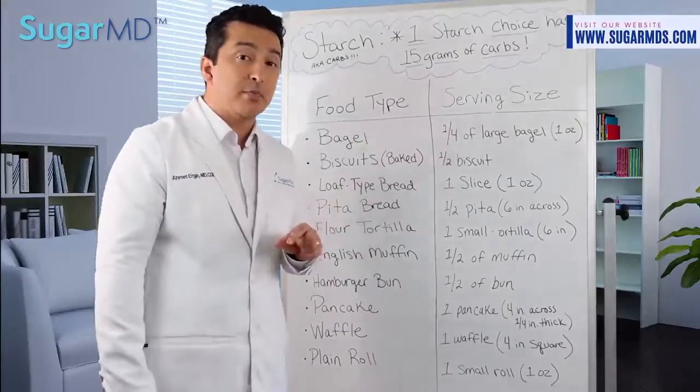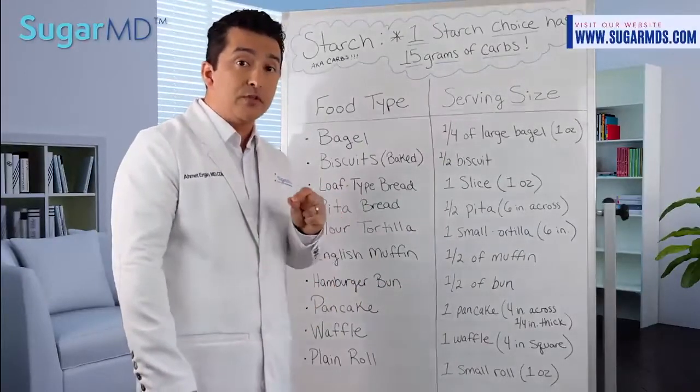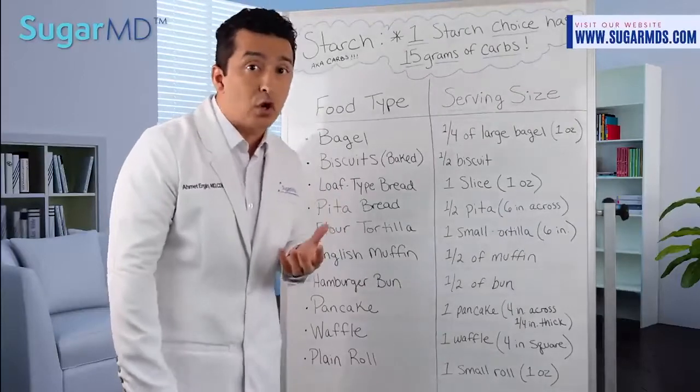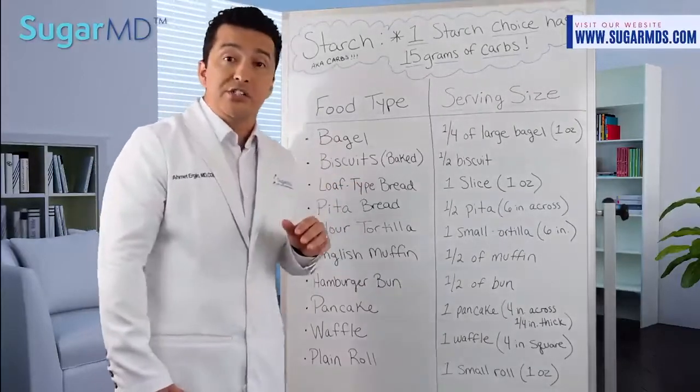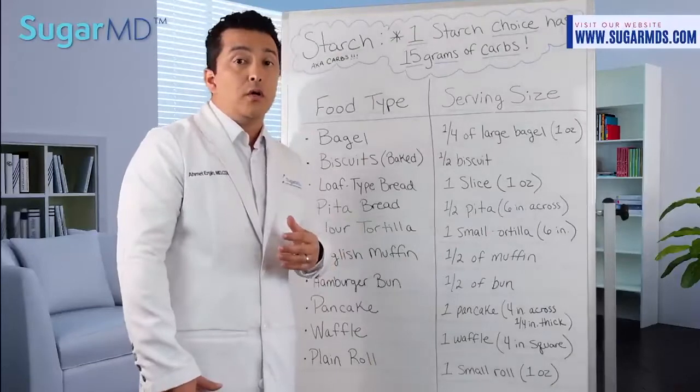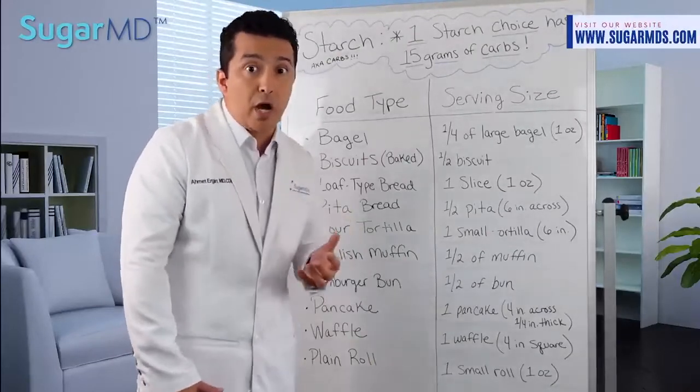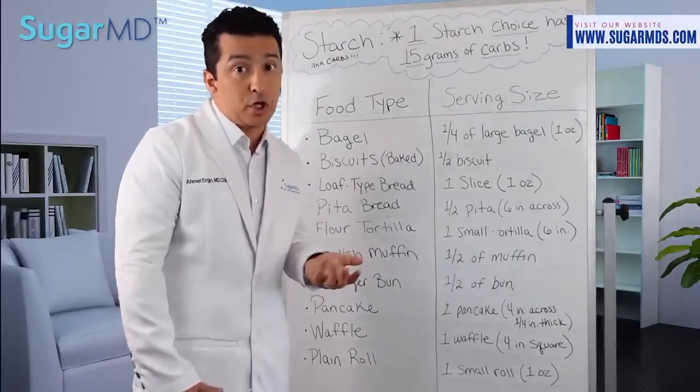We also talk about this sometimes: the fat content of the food changes the effect of the carbs. So a bagel by itself, like a toasted bagel, versus a bagel with a bunch of butter on it, is going to change your blood sugar calculation.